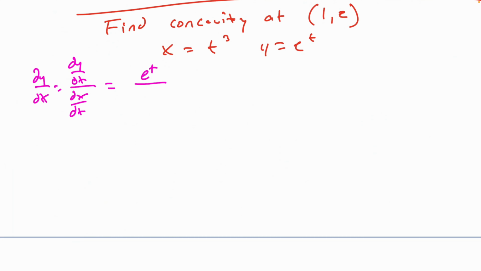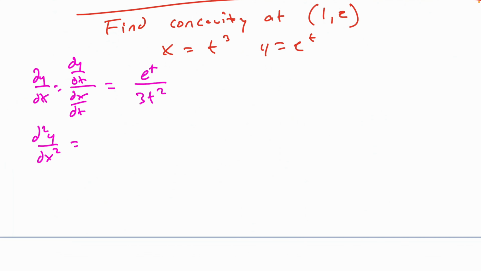And then the derivative of x will be 3t squared. So there you go. Not too bad. We're doing good so far. So now let's... there's nothing to simplify there. We're great. So now we want to find the second derivative of y with respect to x.